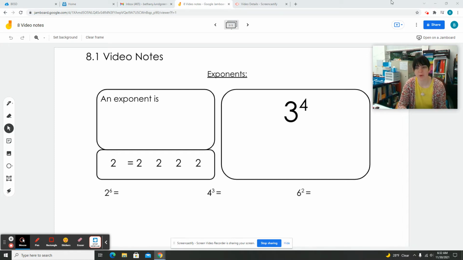Okay, so this video is about exponents. Now you might have heard of an exponent, but I think this is the first time you guys are going to be learning about how to use them and what they mean.